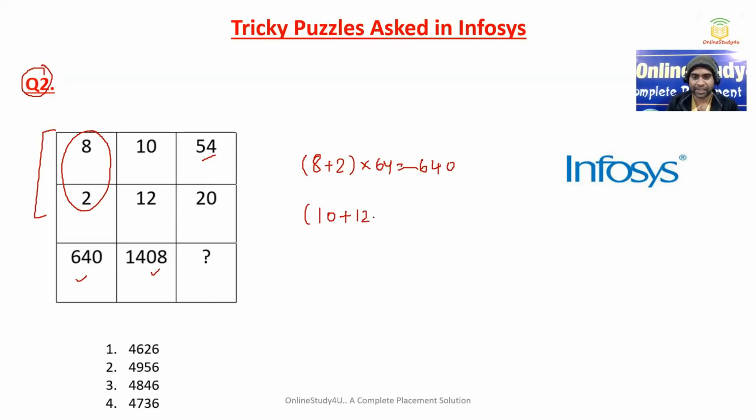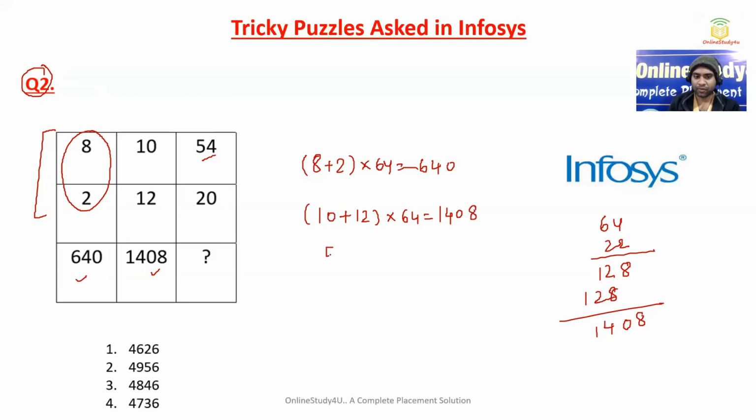See, getting this logic is very, very tough and you can only get it through practice. So this is 22 into 64. In 22 into 64, you can see 2 4s are 8, 2 6s are 12, and the same thing here, so 8 and 1408, right? Now the same thing here: 54 plus 20 is 74, into 64. Now you have to multiply here.